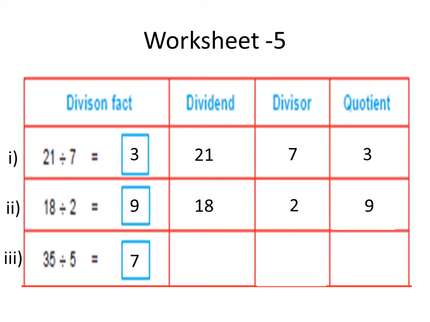The number to be divided is called dividend. So write 35 here. Now what is divisor? The number which divides the dividend is called divisor. So write 5 here. And what is quotient? The result is called quotient. Here what is the result? 7. So write 7 here.